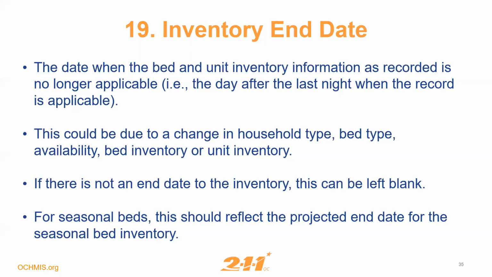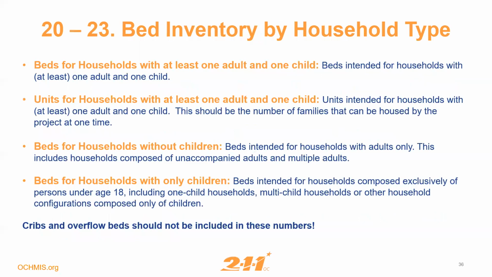Okay, so now we're going to get into where the calculation process changes for the bed inventory. But first, I want to just describe what the household types are, because as we mentioned on the HIC, you report beds based off of household type and project type. So for questions 20 to 23, you will be reporting beds for households with at least one adult and one child. So these are beds intended for households with at least one adult and one child, and usually beds that are intended for families.